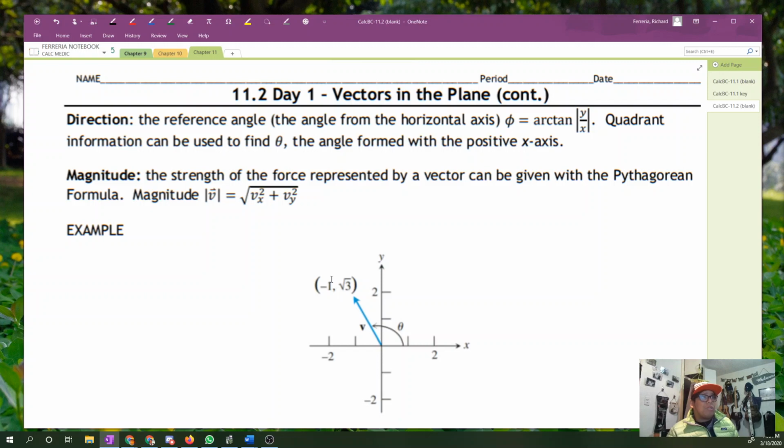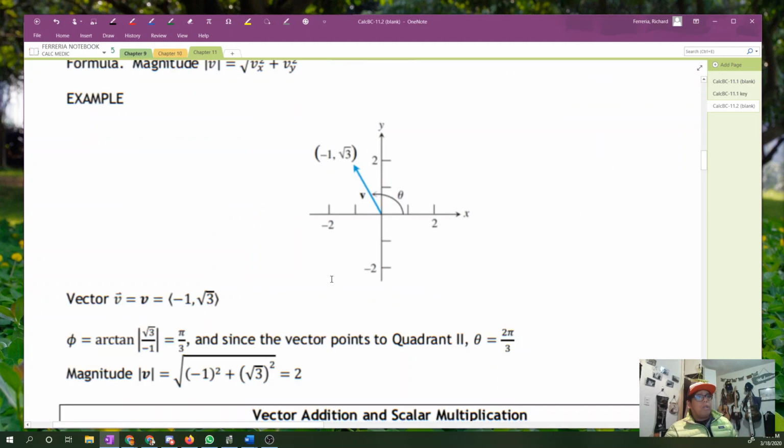Magnitude is the strength of the force. This is less confusing. You just use the Pythagorean formula to figure out how long that vector is, and that's going to tell you how strong the force is. So the bigger the arrow, the stronger the force. So here we go with this vector, <-1, √3>.